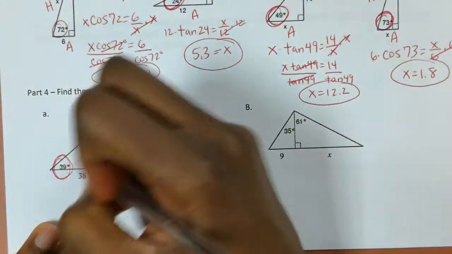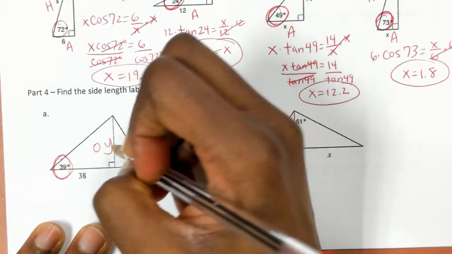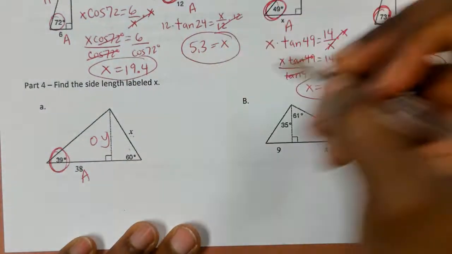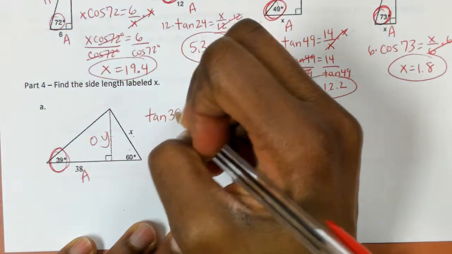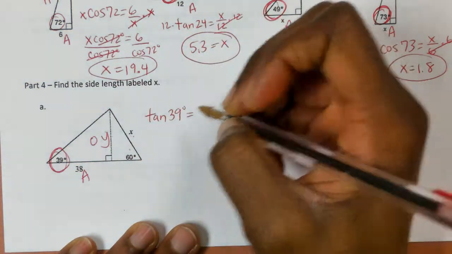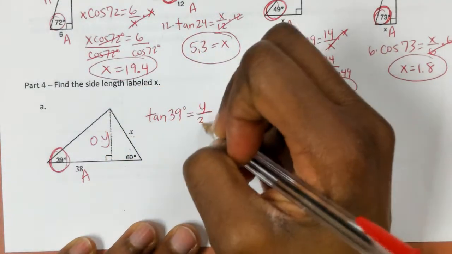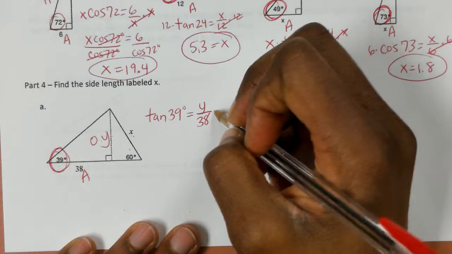Label my sides. This is across from the 39, so this would be O side. This is my A. So I'd be using tangent's equation, which is opposite, whatever falls on the O side. Doesn't matter if it's a number or a variable. And solving for y.